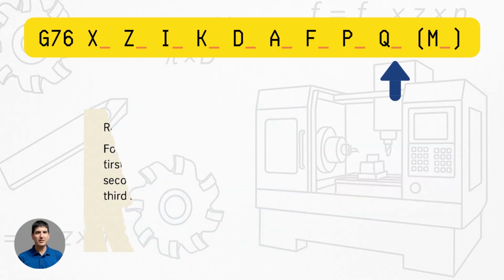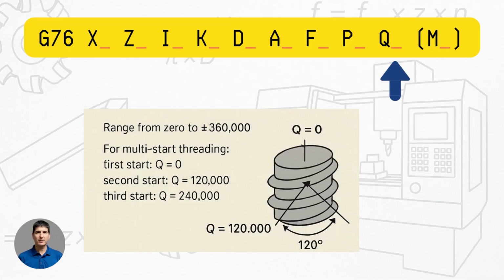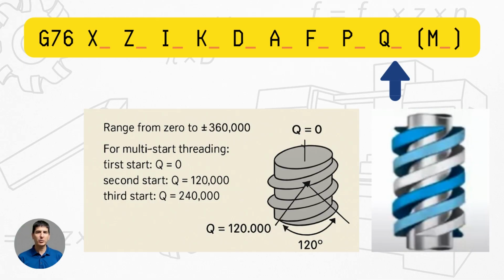Finally, Q is the spindle rotation shift angle. The range is from 0 to plus or minus 360,000. This function is essential for cutting multiple start threads. For example, in a 3-start thread, the shift angle between each thread is 120 degrees. So you'd use Q equals 0 for the first start, 120,000 for the second, and 240,000 for the third.